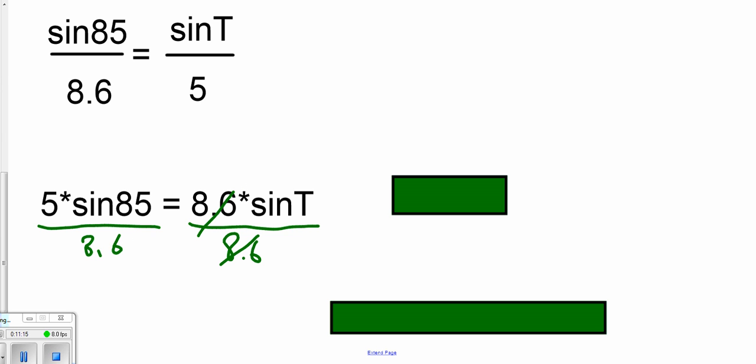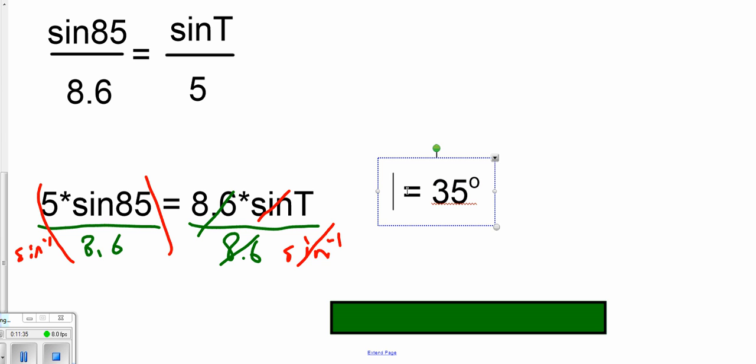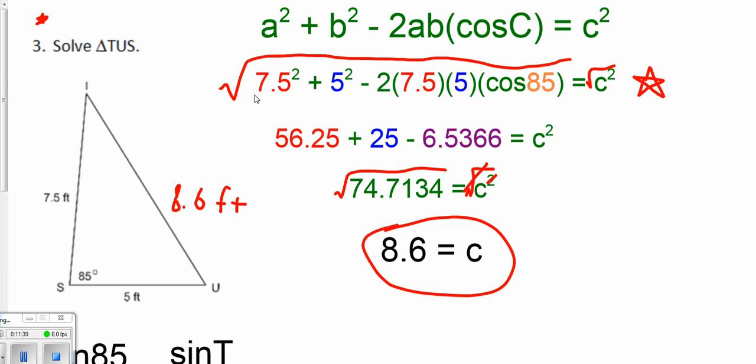Those will cancel out. And we have to take the sine inverse on both sides. That cancels out, that cancels out. So it's the sine inverse of all of this equals t. Plugging that into the calculator, we would get t equals 35 degrees.